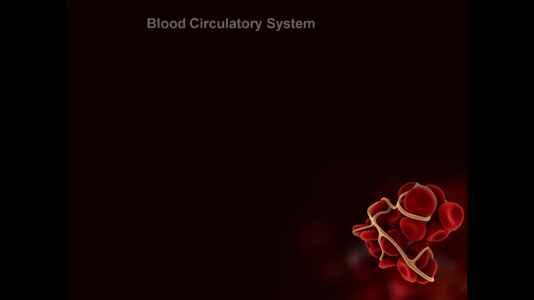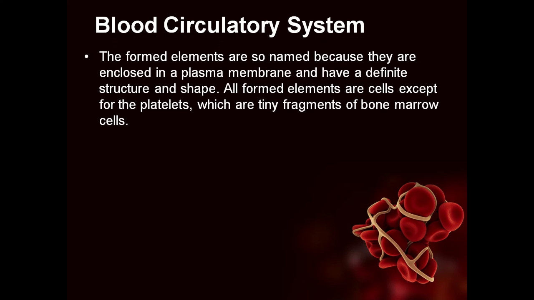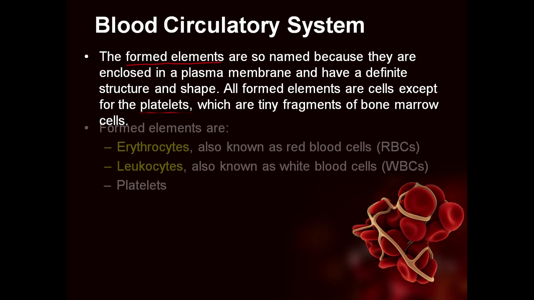Now come to the detail here. The formed elements, other than plasma, are so named because they are enclosed in a plasma membrane and have a definite structure and shape. All the formed elements are cells except for the platelets, which are tiny fragments of bone marrow cells.